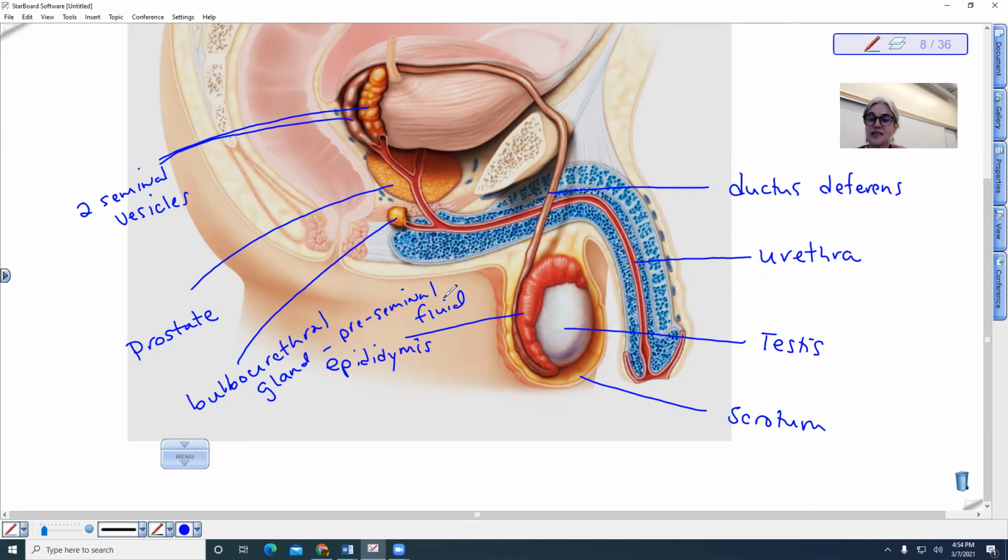And so that pre-seminal fluid generally doesn't have sperm in it, unless there is sperm already in the urethra. So if ejaculation had happened recently, then there might be sperm in it, but you know, for contraceptives, they like to just say, be very careful of pre-seminal fluid as well as semen, right? Just to be on the safe side.